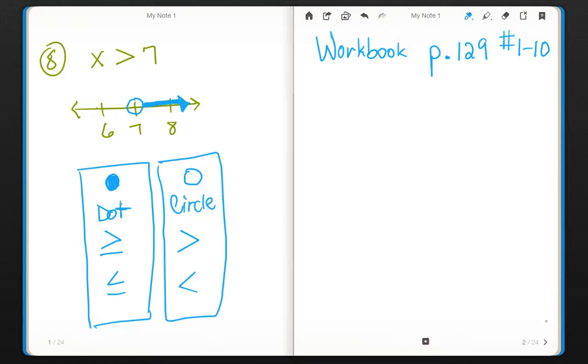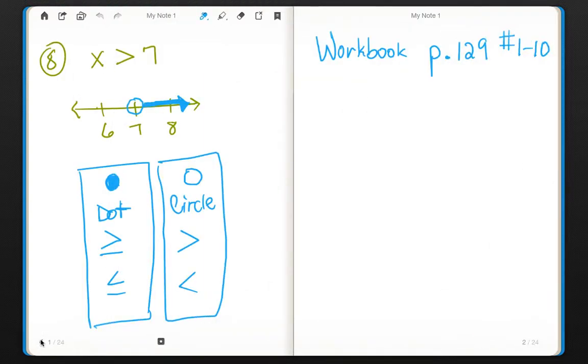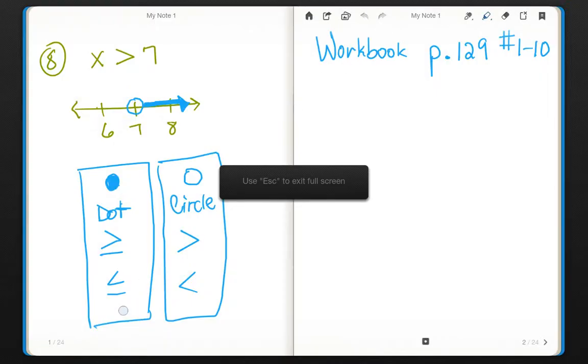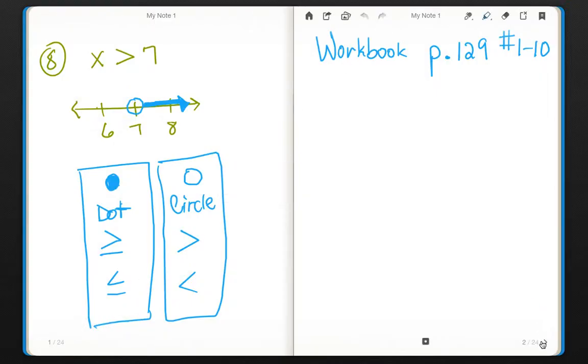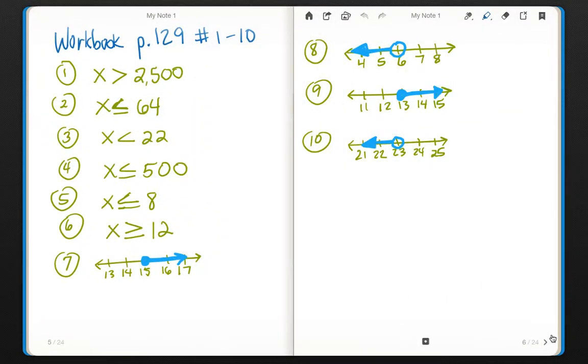Okay, so I'm going to turn this page so we can get to the answers. I think. I hope. Let's see. I may have erased them. Ah, there they are. Good.